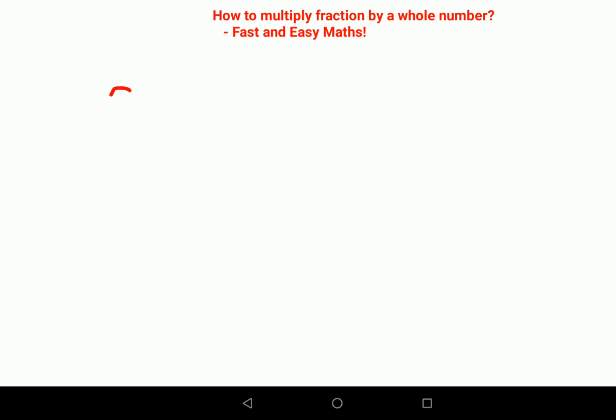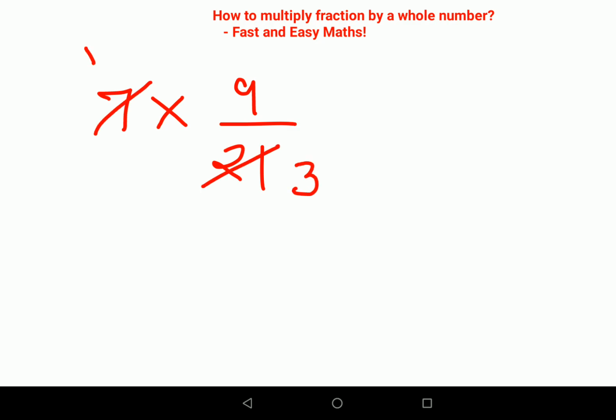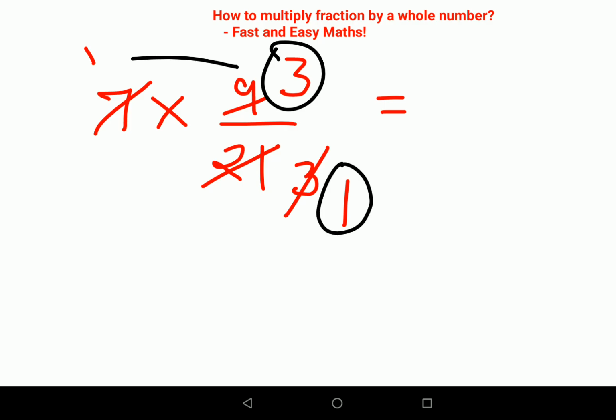Now see, if we had 7 into 9 upon 21. So now I can say that 7 ones are and 7 threes are gets you 21, and 3 ones are and 3 threes are gets you 9. So here you will see everything is cancelling, only the number 3 is left, because we have 3 into 1, and then in the denominator also you just have 1. So your final answer will be 3.